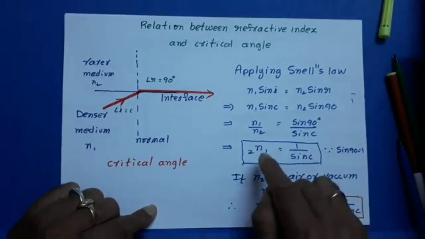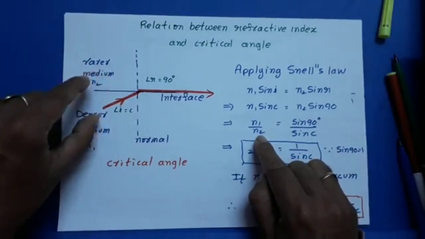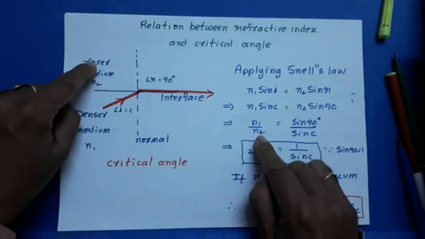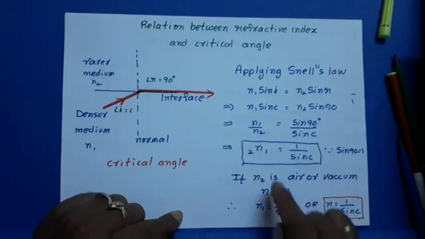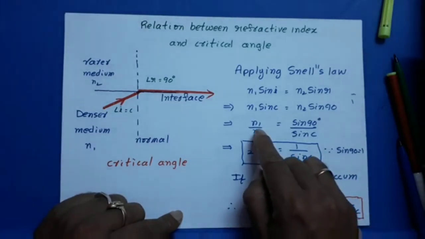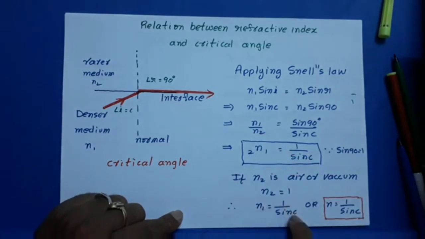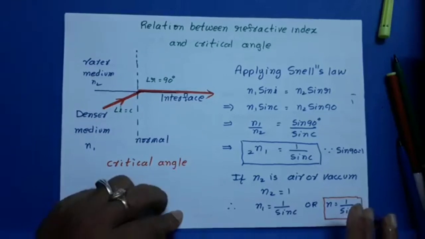Okay, if N2, that is the rarer medium, if this medium is air or vacuum, then its refractive index is 1. In such a case, take N2 as 1. Then it will be N1 is equal to 1 by sin C, or N is equal to 1 by sin C. You need not write N1. You can write it as N. So N is equal to 1 by sin C. This is the relation between absolute refractive index and critical angle. Okay, this is an important relation. Keep this relation in your mind.